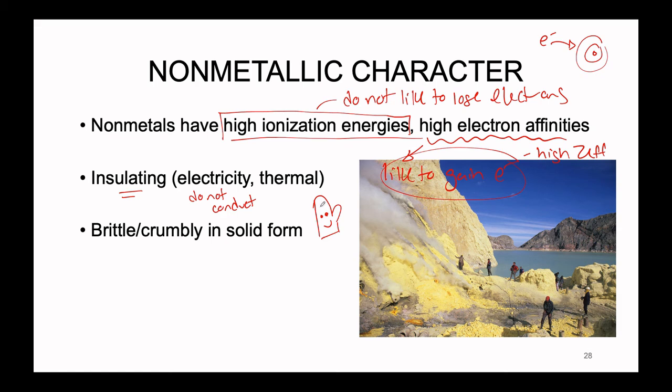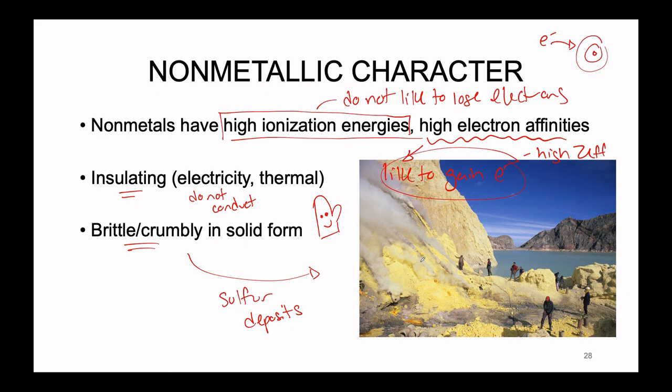Non-metals also cannot be drawn into thin wires. They can't be pounded into flat sheets. They are in fact very brittle and crumbly in their solid form. We can get a really good visual for this by looking at the picture on the right. These are sulfur deposits. And all of this white chalky looking stuff here is sulfur. So sulfur is very brittle, it's very crumbly. It looks sort of like egg yolk, and in fact it feels kind of like firm egg yolks.